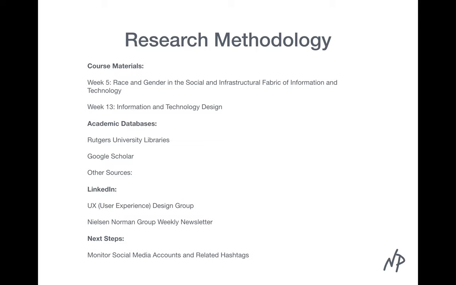So by using the advanced search features within the library database, I was able to find articles that better suited what I was looking for. And then some informal sources that I used. On LinkedIn, I am part of a user experience design group, and there's a bunch of people that write in there from the field, like Don Norman. And I also subscribe to the Nielsen Norman Group weekly newsletters, and they kind of give you tips of different design practices and kind of update you on what's going on within the field. Going further, I'm going to continue to monitor some social media accounts and look up some hashtags related to design justice.